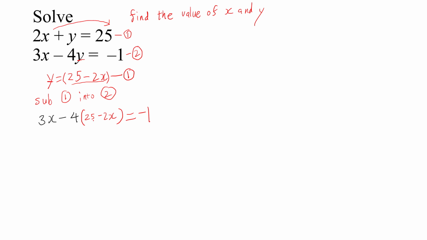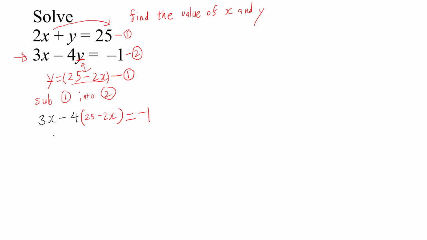So pause for a moment and see whether you understand what I am doing down here. Basically, I'm substituting the y value, which is 25 minus 2x, into the second equation down here. I'm replacing this y with this. So the black color terms are still around: 3x minus 4 times y, y is equal to 25 minus 2x. And of course, I need to write equals to how much, which is -1.